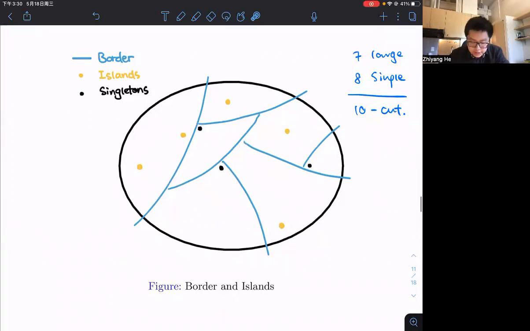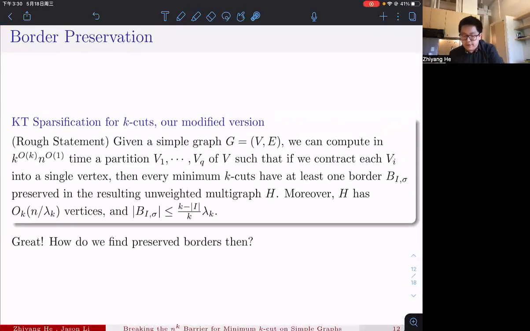Well, it turns out that if we modify the KT specification for K-cuts just a little bit, we can get the following result, which says, given the graph G, we can compute a partition as usual, and every minimum K-cut, trivial or not, but we're going to consider trivial K-cuts, has at least one border B_{I,sigma} preserved in the resulting multigraph H. So this is what we mean by every trivial min cut is partly preserved in H. Moreover, H has the same number of vertices as before, and we get a very nice bound on the sizes of the borders. And this is kind of what you expect, because the borders are now just K minus |I| cuts.